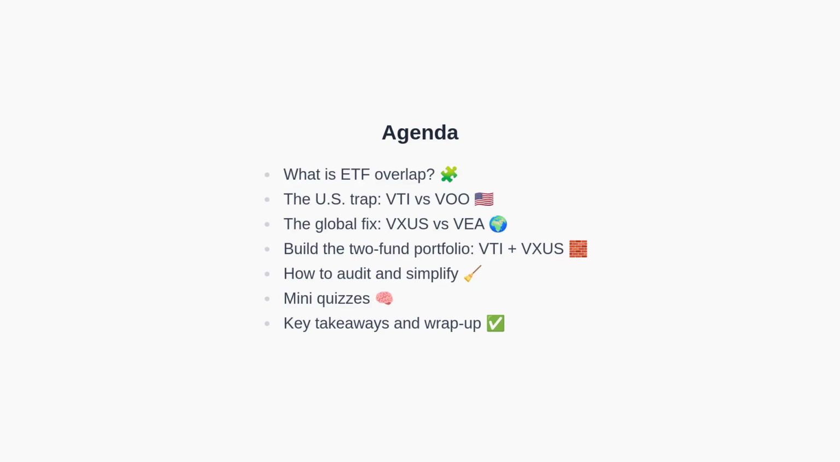Then, we will extend the same principle globally by comparing VXUS and VEA. After that, we will build a professional two-fund portfolio that cleanly separates U.S. and international exposure. Subsequently, we will walk through a step-by-step audit to simplify holdings. We will include quizzes to check understanding and finally summarize the key points before wrapping up.